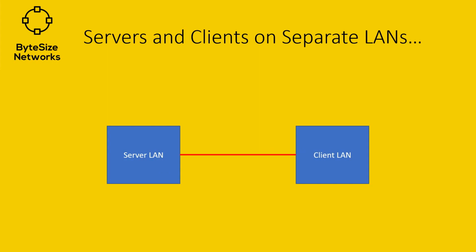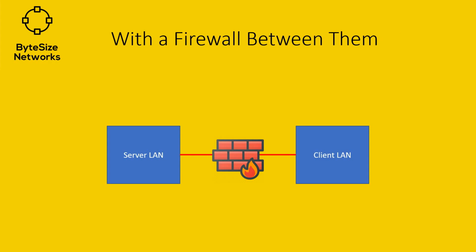We're going to assume that servers and clients are on separate LANs with a firewall between them. So SCCM is big, it is quite complicated, there are a lot of elements to it, but with this guide it should be possible. In the next video we'll be looking at the hardware requirements for SCCM.